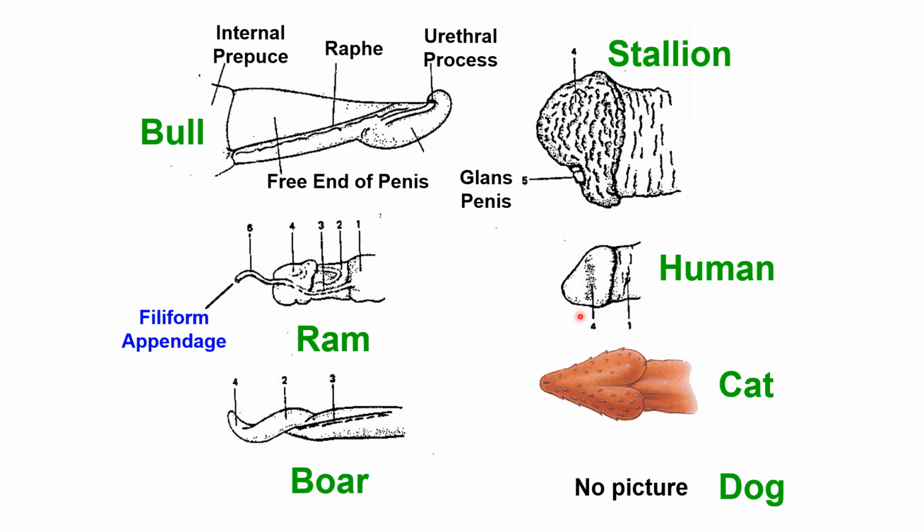For humans, we also have here the muscular vascular type of penis, and of course for cats, they have the characteristic presence of spines in the glans penis. For dogs, of course, the dog has a muscular vascular type of penis, and it has the characteristic presence of the os penis.